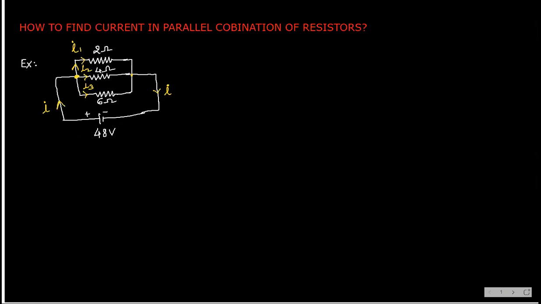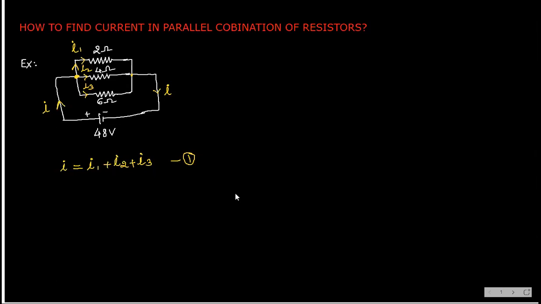Now we know I1 plus I2 plus I3 should be equal to what? This total current. Yes, this is our equation number 1. Okay, right.